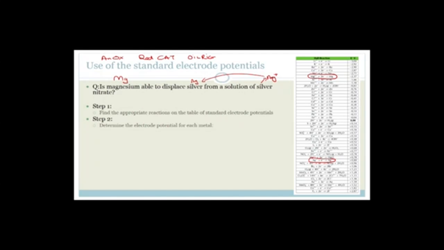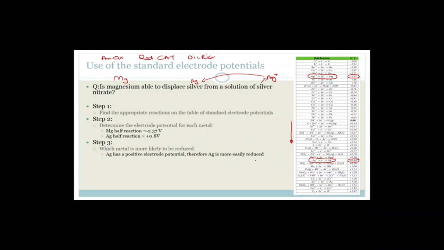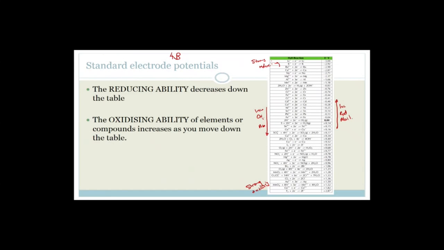Step two, determine the electrode potential of each metal. Magnesium is sitting at minus 2.37, and the silver half reaction is 0.80 volts. But what did we say? Which metal is more likely to be reduced? Ag has a positive electrode potential, so we know that it is more likely to be reduced. So this is going to be the reduction half reaction, and this is going to be the oxidation half reaction. If we just go up for a second, do you remember I said that this is increasing oxidizing ability, and that's increasing reducing ability?